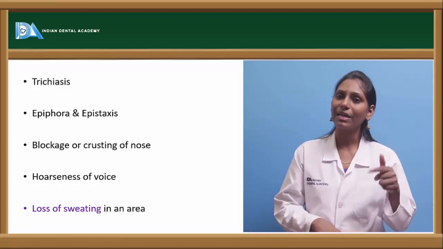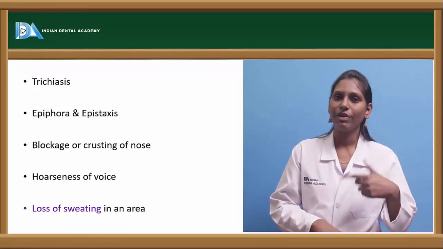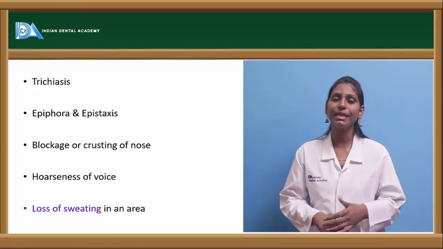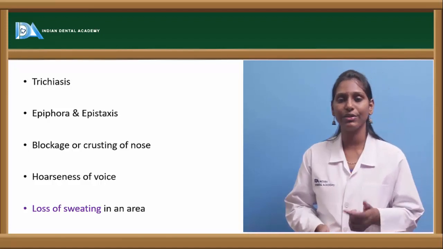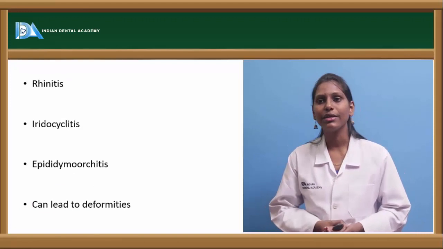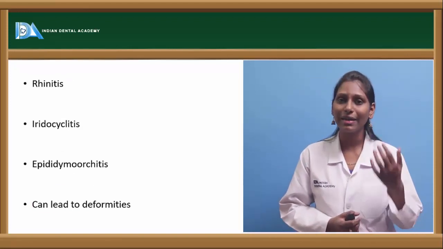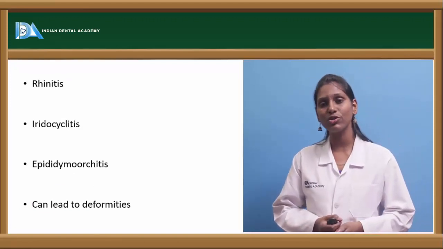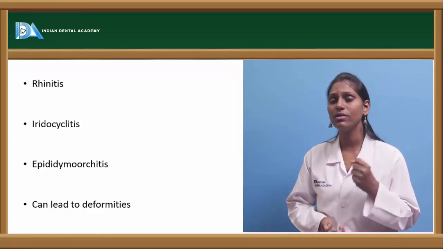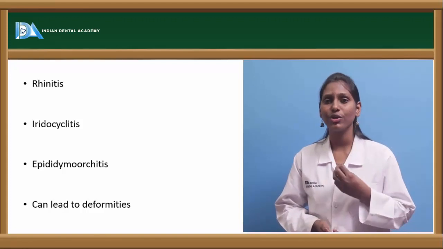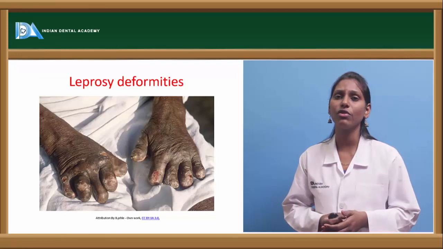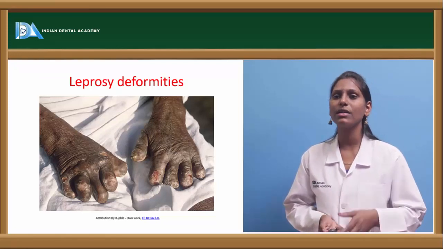When we are taking the history or trying to diagnose the case, we should ask the patient about loss of sweating in those regions, which is again a pathognomonic feature for leprosy. Iridocyclitis, where there is inflammation of the iris, is present in these cases. Epididymitis can be seen, and this can also lead to severe deformities, especially in the extremities. This picture shows leprosy deformities of the hands, where the fingers are completely mutilated.